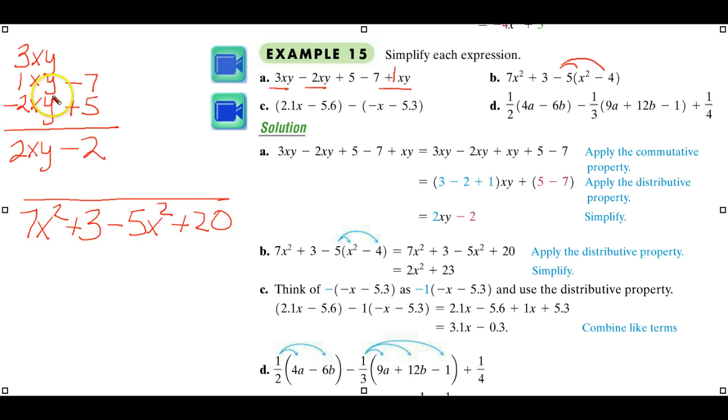Now we could put these in like term columns, but again, if you can do it mentally, 7 minus 5 will be 2x squared, and then 3 plus 20 is 23. And that's basically what they did here as well.